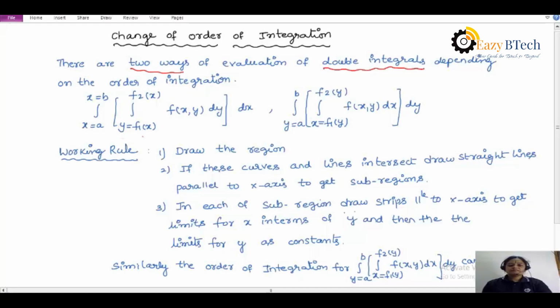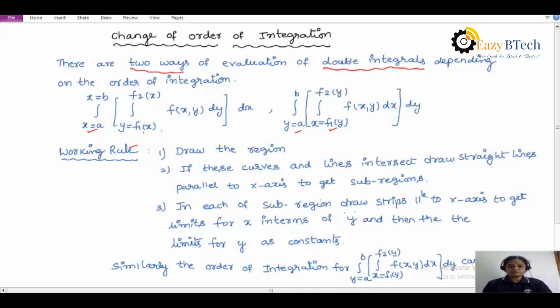In the first, y limits are functions of x, and x limits are constants. Next, x limits are functions of y, and y limits are constants. So these two are about double integration, and then change of order of integration for double integration. So what is the working rule about the double integration?